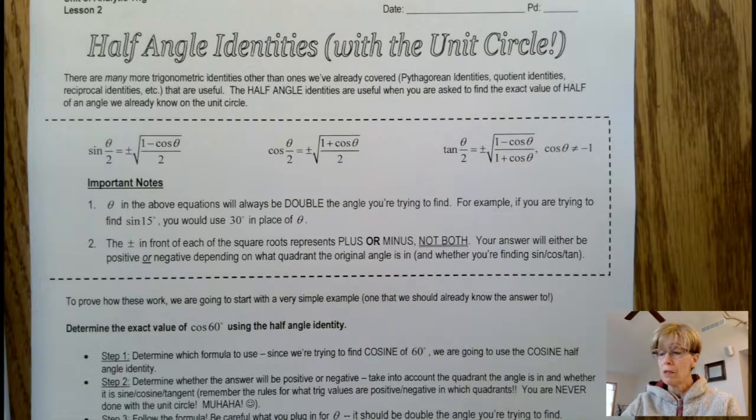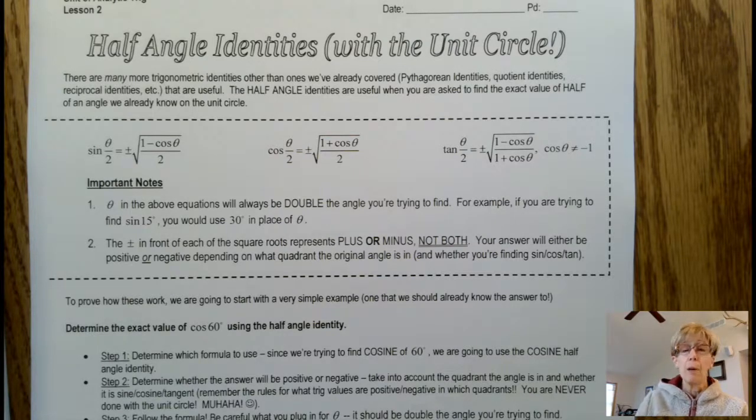Just a couple of pieces of information that might be helpful for you. Theta in the above equations will always be double the angle that you're trying to find. For example, if you're trying to find sine of 15, you have to double 15, so you would use 30 in place of theta. Secondly, the plus or minus in front of each square root represents plus or minus, not both. It's going to be one of those answers. Your answer is either going to be positive or negative depending on what quadrant the original angle is in.